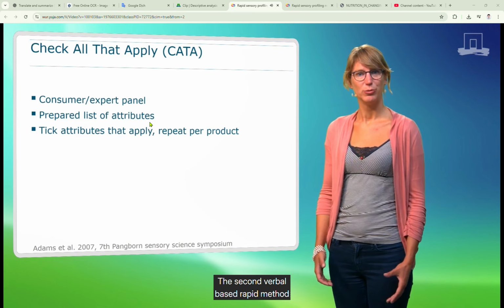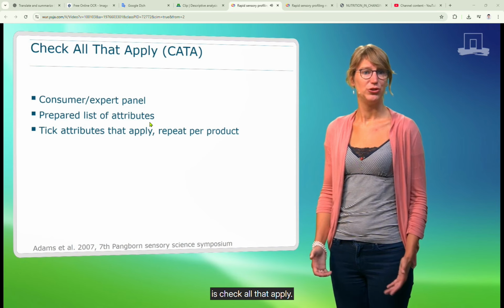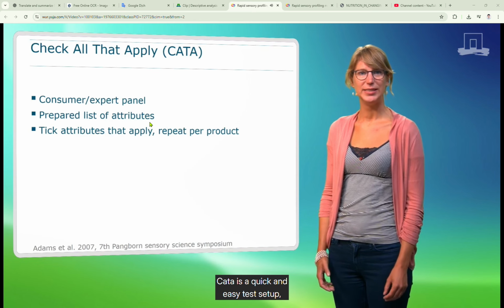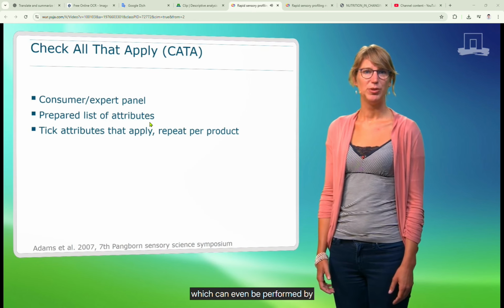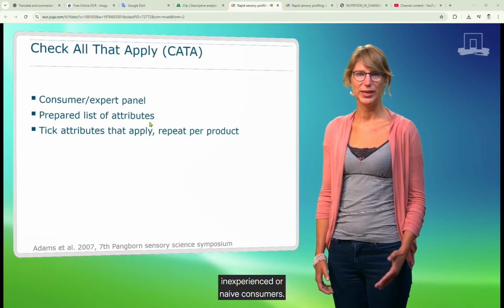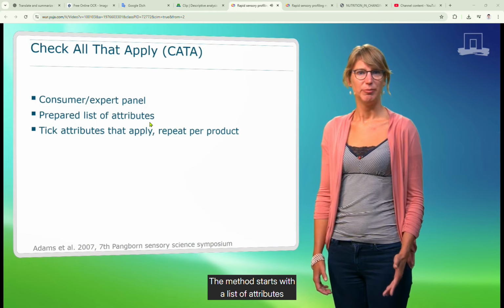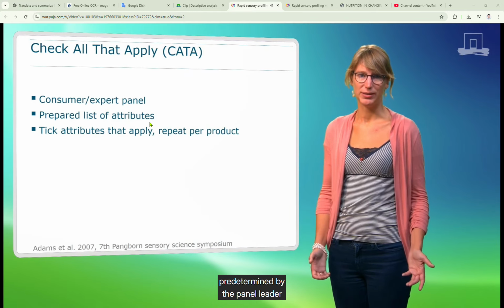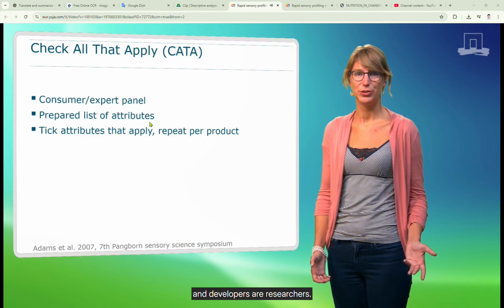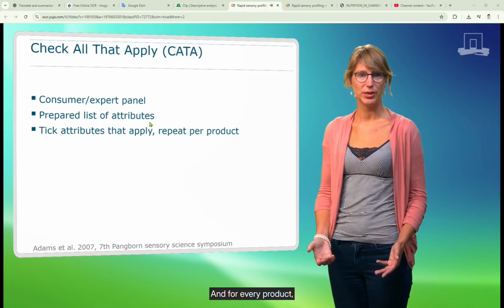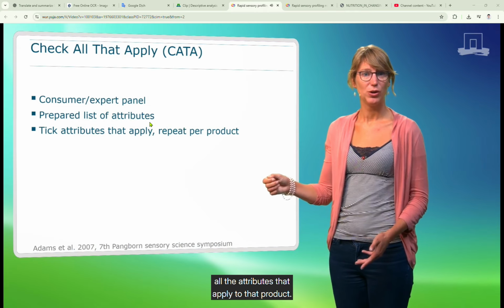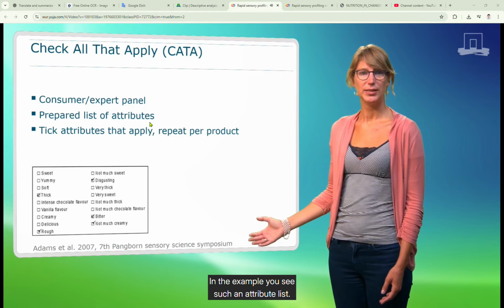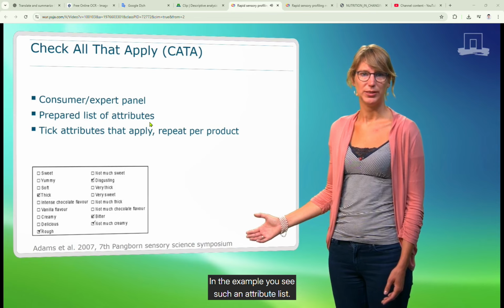The second verbal-based rapid method is check all that apply, CATA. CATA is a quick and easy test setup which can even be performed by inexperienced or naive consumers. The method starts with a list of attributes predetermined by the panel leader and developers or researchers, and for every product, subjects are asked to tick all the attributes that apply to that product. In the example, you see such an attribute list.